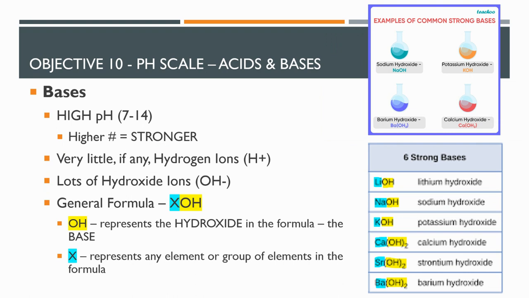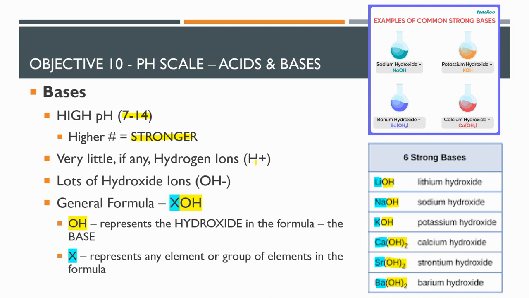Now, bases are going to be the opposite, so they're going to be your higher numbers. They're going to be 7 to 14. Once again, the further away you go from that 7, the stronger it's going to be. So if you have a base that is an 8, that would be on the lower end, a weaker base. If you had a base that was a 13 or 14, that would be a much stronger base.